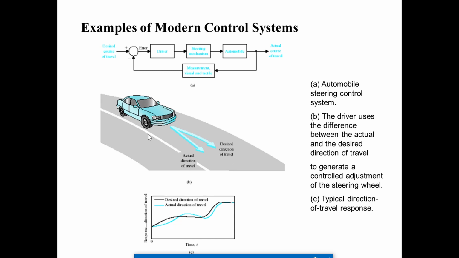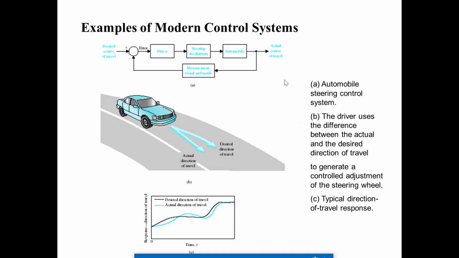You might be seeing on the roads that there will be a divider, right? You should go on this path only. So the actual direction of travel is like this. The driver has to follow the desired direction in the correct order. He can't come near the white line, otherwise there will be an accident. So he has to follow the desired direction to generate a controlled adjustment of the steering wheel, so that he adjusts the steering mechanism and we drive the vehicle or the automobile.